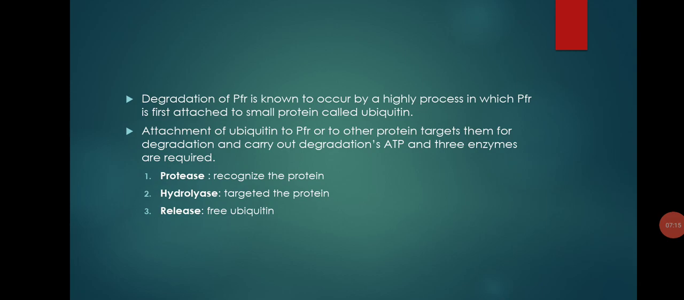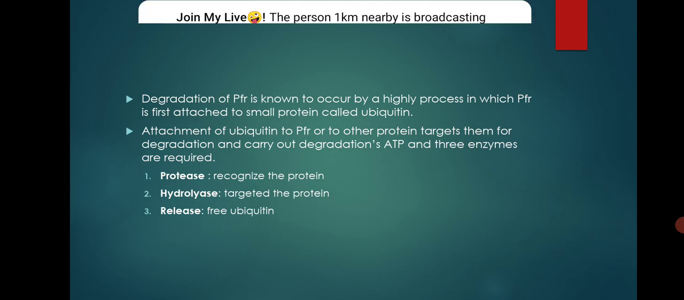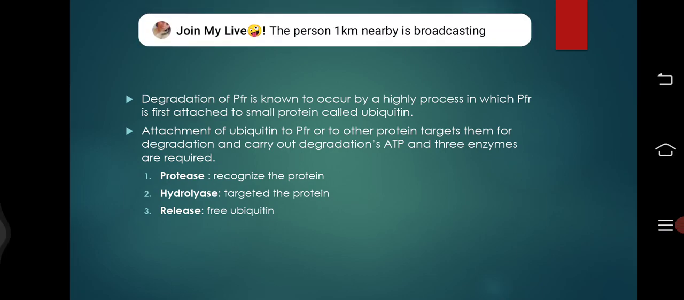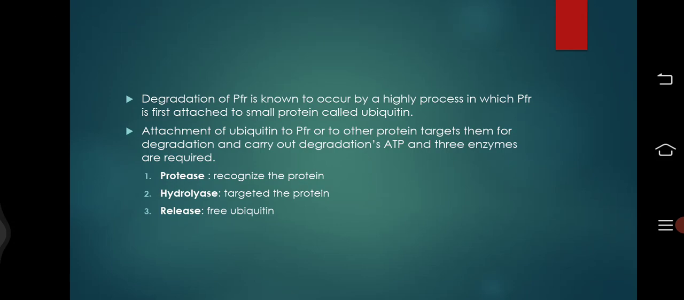Degradation of PFR is known to occur by a highly selective process in which PFR is first attached to a small protein called ubiquitin. Attachment of ubiquitin to PFR or to other proteins targets them for degradation. ATP and 3 enzymes are required. They are: number 1, protease recognizes the protein. Number 2, hydrolase targets the protein. Number 3, release free ubiquitin.